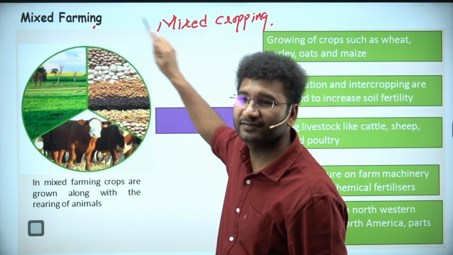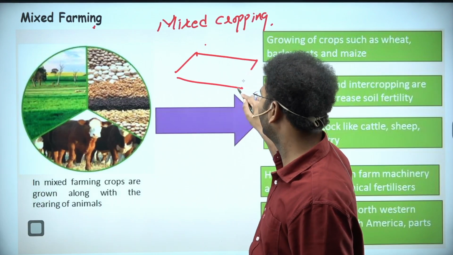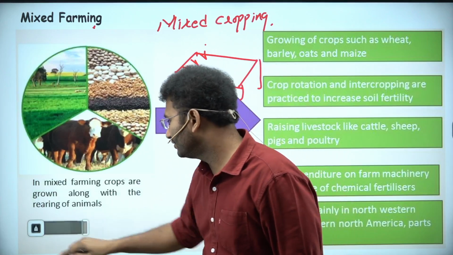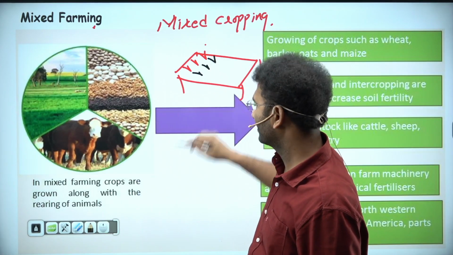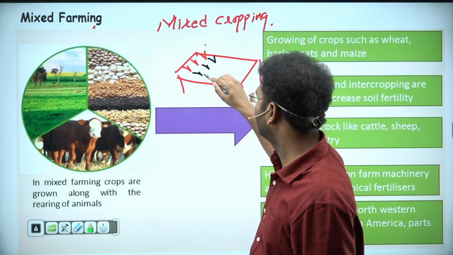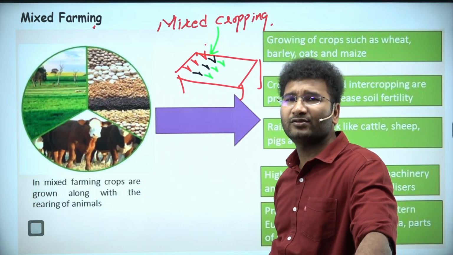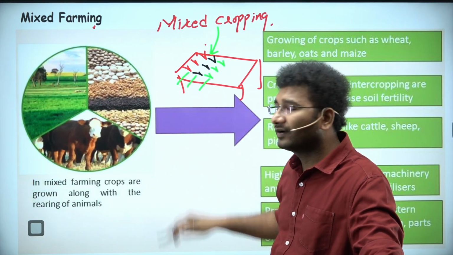Mixed farming is different from mixed cropping. Mixed cropping means you take a farm field and in this is X crop, then you use another crop. This is the third type of crop. This is called mixed cropping. Sometimes this is also called intercropping, where you use 2 or 3 different types of crops.